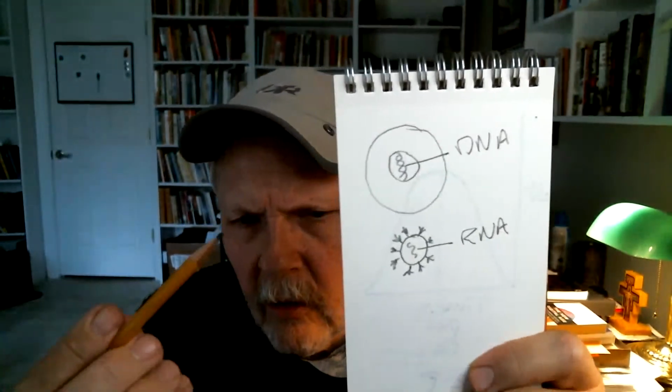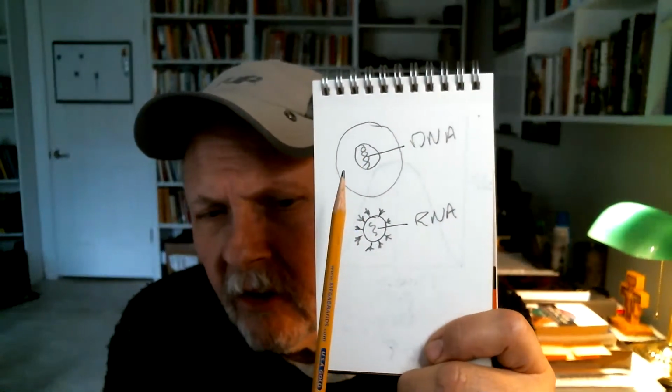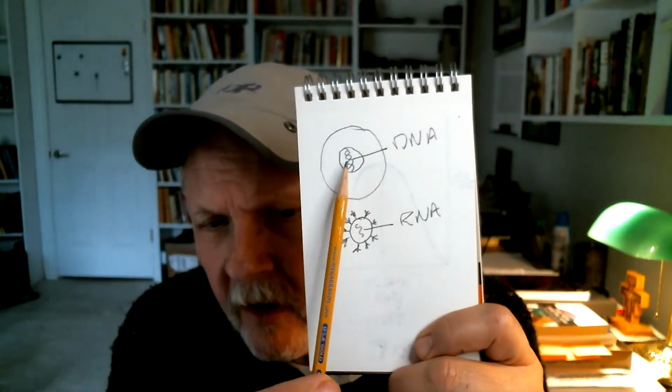Okay. So here, this is how viruses replicate themselves. Up here, this is a cell within your body. Could be any cell. It could be in your skin, your liver, your lungs. It doesn't matter. And inside of every cell in your body is a strand of DNA.